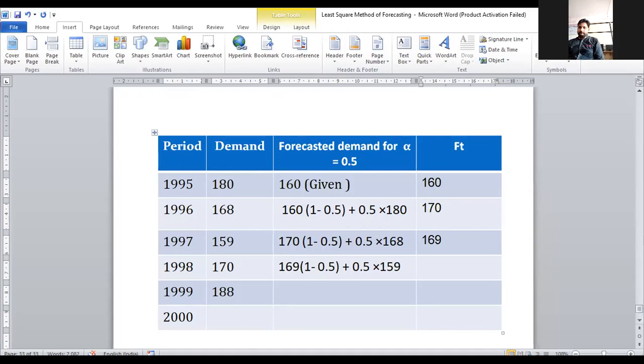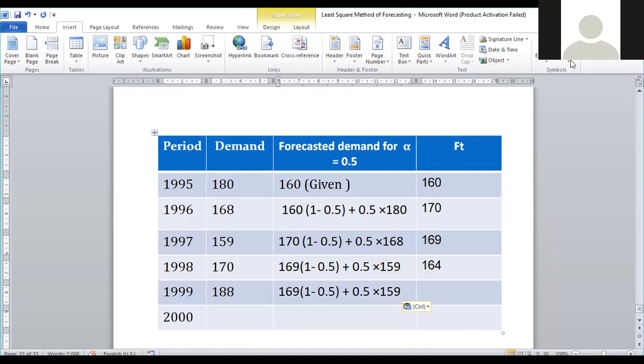164. Okay. For the year 98, it is 164, right? Now consider 164 as f of t minus 1 for the next period, and the actual demand is 170.